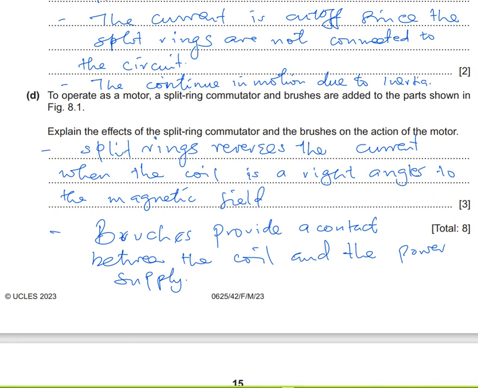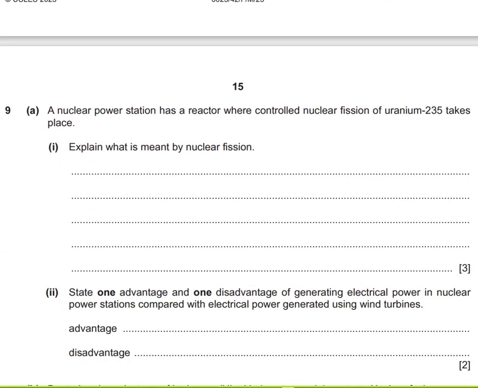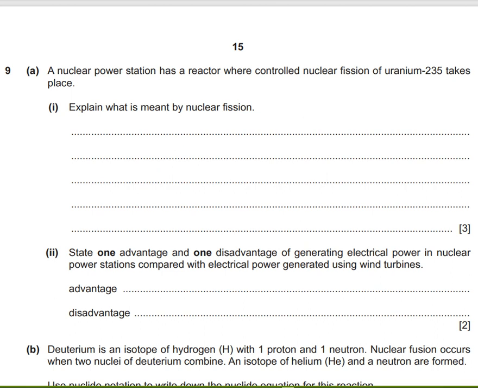So those are the uses of the brushes and the split ring commutator. Let's go to another number. A nuclear power station has a reactor where controlled nuclear fission of uranium-235 takes place. So explain what is meant by nuclear fission.